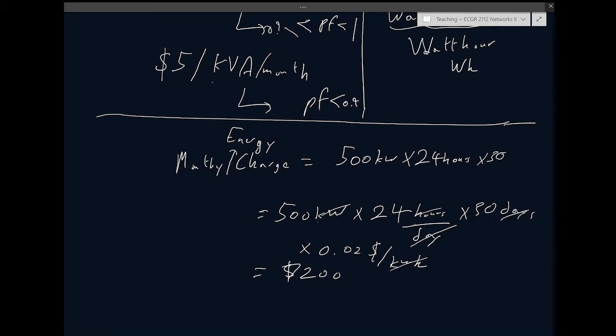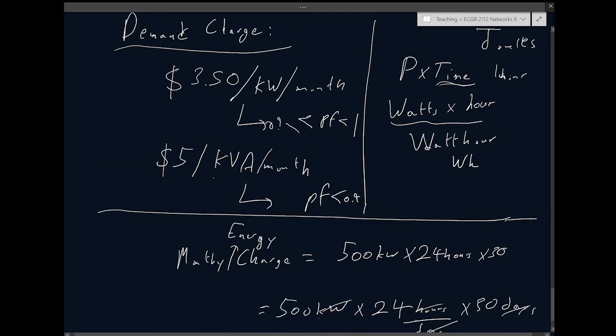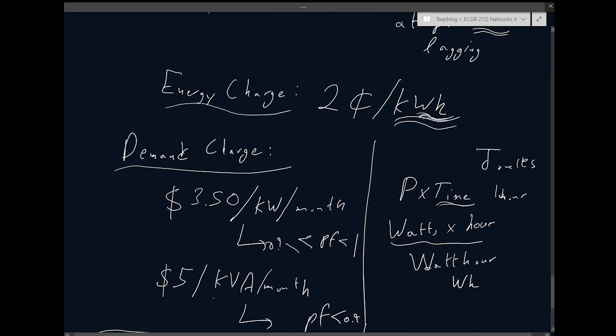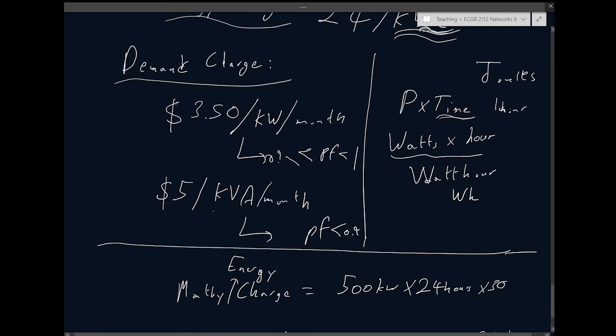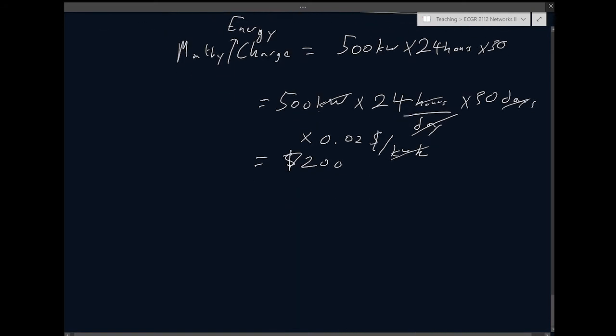Okay, what is the demand charge? Now, because the power factor is less than 0.9, the demand charge will depend on the kVA. So we need to calculate the kVA. We need to calculate the apparent power. Let's call that S old. We know that the magnitude of S old is going to be the apparent power. What's the magnitude of S old? It's the real power over the power factor.